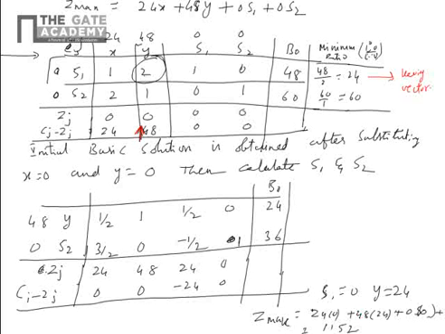So finally, the optimal solution has been reached. This is for maximization. For minimization, you need Cj minus Zj to always be greater than or equal to 0. Then the optimization is reached. So practice a few problems on this, then you can understand the procedure of the simplex method. It's very easy. The next topic is primal dual.